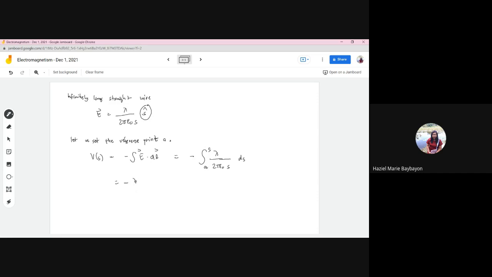So we can take lambda over 2 pi epsilon naught out of the integral. And then what is left is ds over s. Okay, so yung integral ani class? ln, no? So negative lambda over 2 pi epsilon naught, then ln, from a to s. So you have ln s minus ln a, that is ln of s over a. So this is the potential.